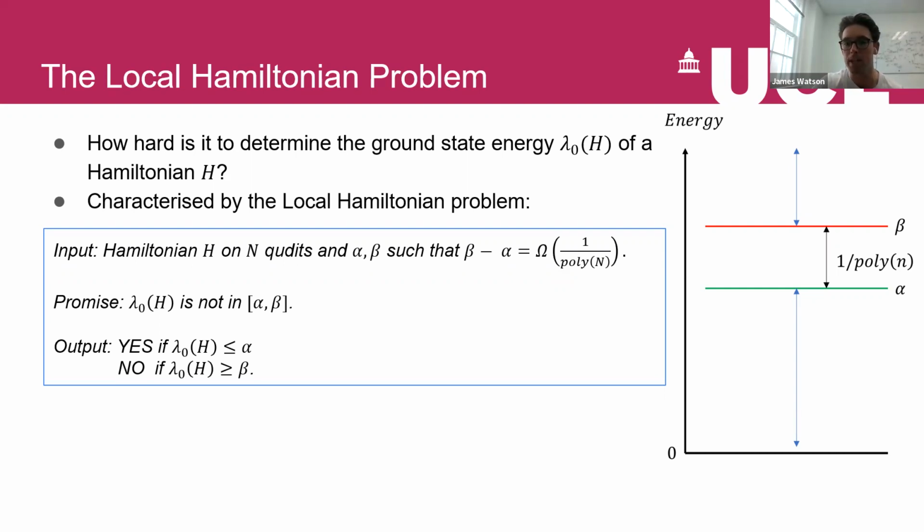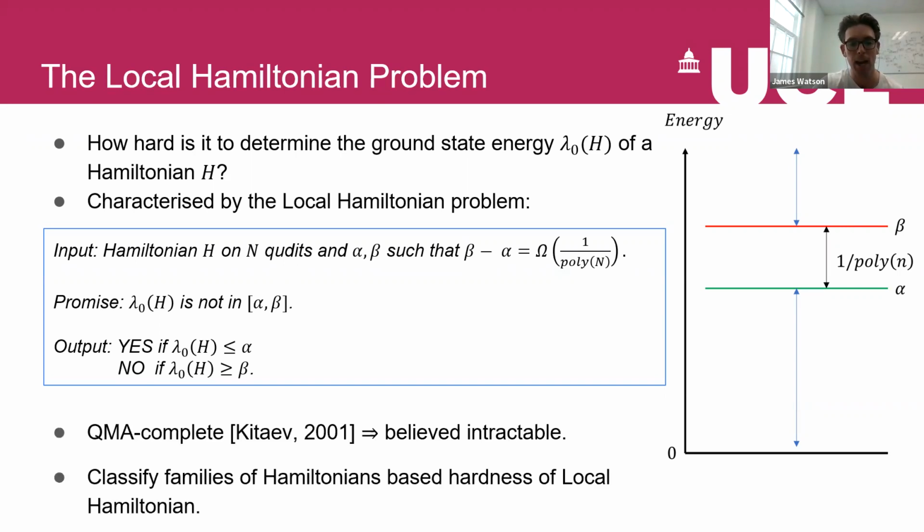And the reason this is computationally equivalent to approximating the ground state energy is because you can imagine choosing alpha and beta, getting an answer, choosing another alpha and beta, getting another answer, and doing a kind of binary search procedure to narrow down the interval in which the ground state energy lies. And a while ago now, Kitaev showed that this problem is QMA complete, and so it's believed to be intractable even for a quantum computer.